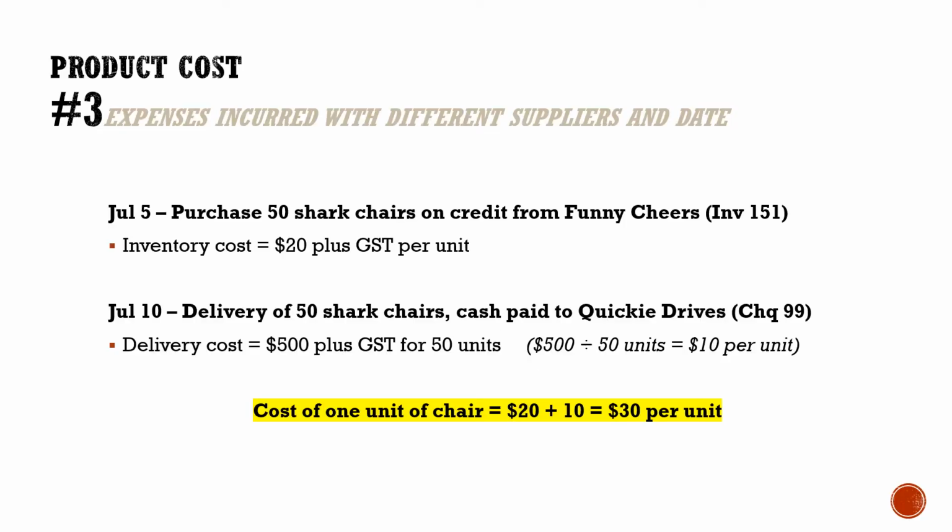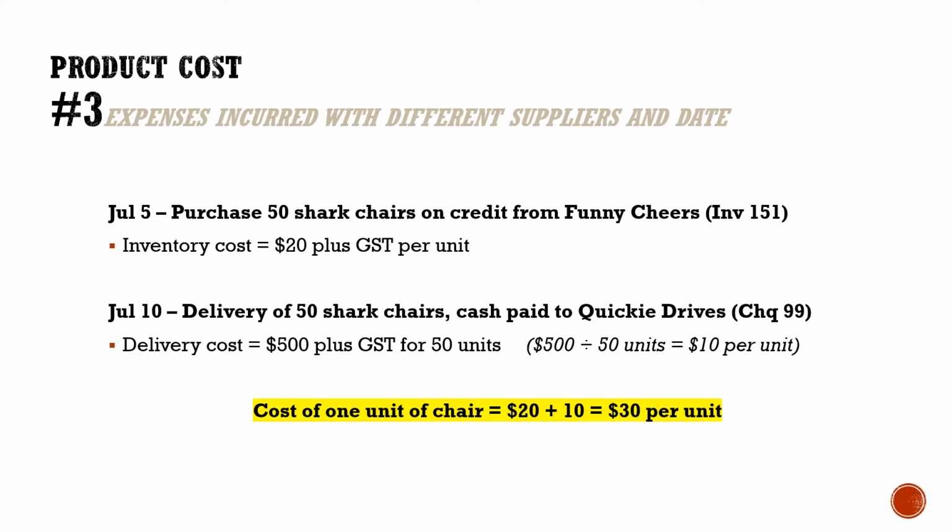So scenario 3 is slightly different, where we have the expenses incurred with different suppliers on different dates. On the 5th of July, we have purchased 50 shark chairs from Funny Chairs. The inventory cost $20 plus GST per unit. On a different date, July 10th, we have delivery of 50 shark chairs and cash was paid to Quickie Drives. The delivery cost was $500 plus GST for the 50 units.